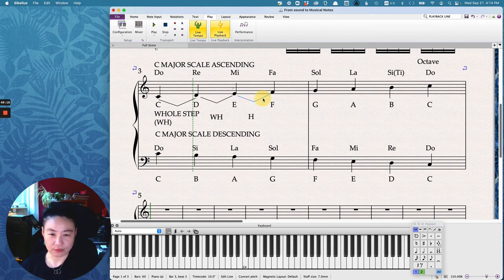Right? So, moving on from F to G. Take a look. What do you see here? F and G. We're skipping the F sharp, also known as G flat. So it is another whole step. Keep going. And from G to A, same thing. We got G to A. We're not doing this one. We're skipping it. Another whole step.